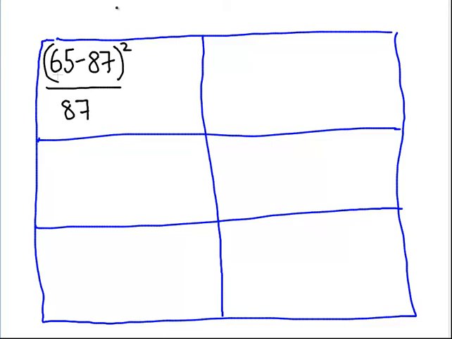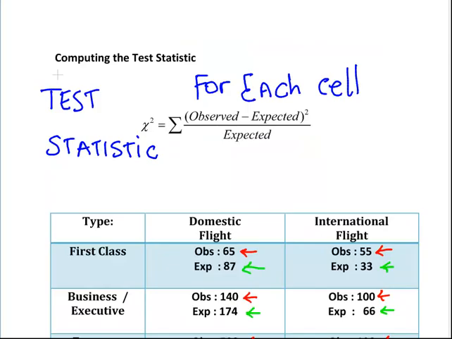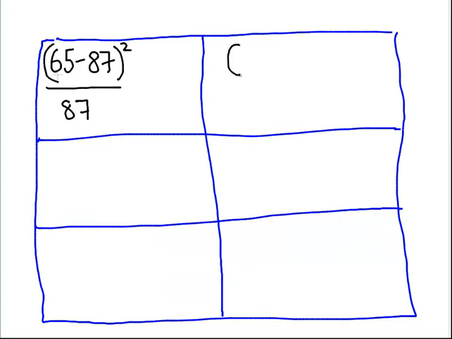The next cell, the top row, has an observed value of 55 and the expected value is 33. So 55 minus 33 squared all over 33. We do that for all 6.